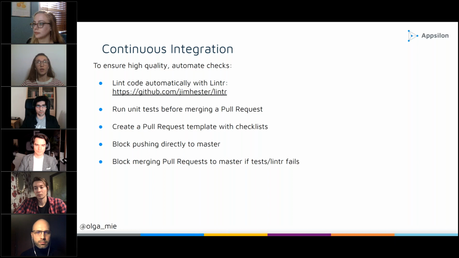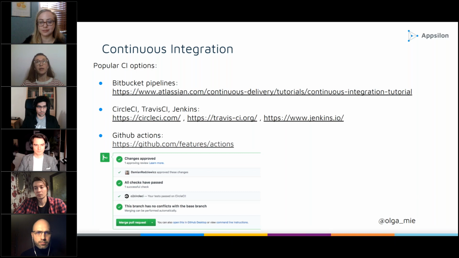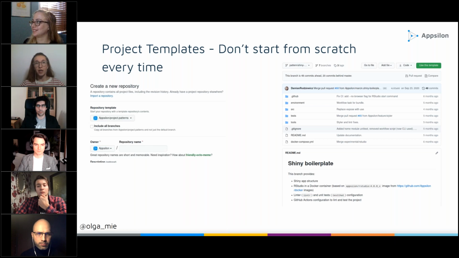So here are some popular continuous integration options: Bitbucket, Circle CI, Travis, Jenkins, and GitHub Actions. So I'm sure you will find something that will fit your technology stack. And remember, you don't have to start from scratch every time. You can use a project template for it.